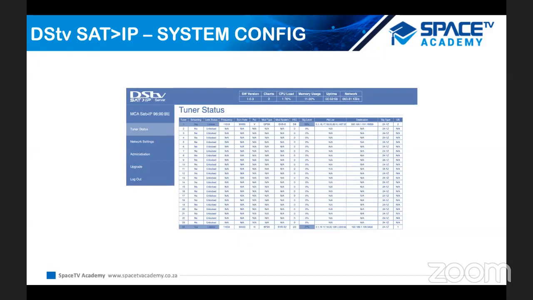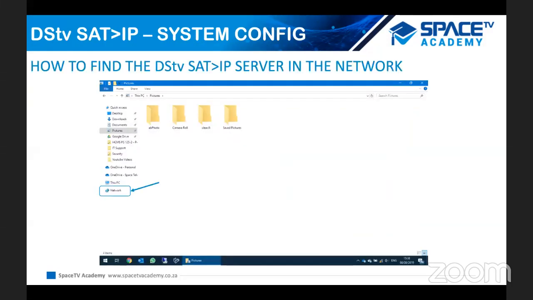Okay, very quick system config. How do I find my SATIP server in the network? So I connect my PC into the switch, into the network switch, and I go to this PC function on my Windows computer, and I click onto the network port. If you are using a static IP, you will have to assign your PC an IP address in the range. If you're using DHCP or auto IP, it will receive an automatic IP address, so it's not a problem. It should log in automatically.